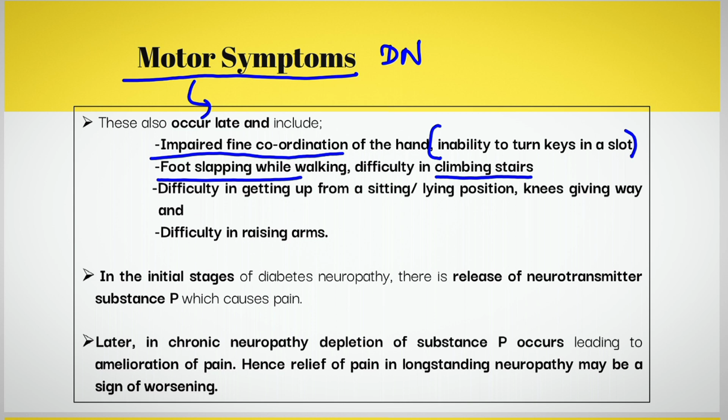Difficulty in getting up from the sitting posture or any lying position. Difficulty in raising the arms. These are a few examples of the motor symptoms in diabetic neuropathy.